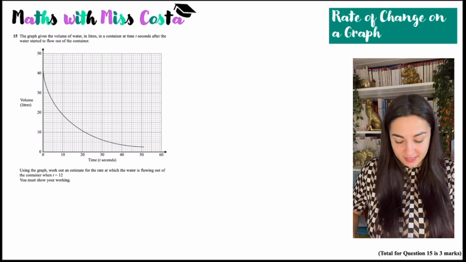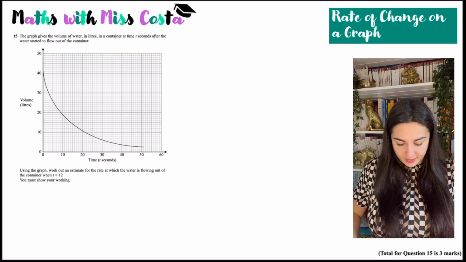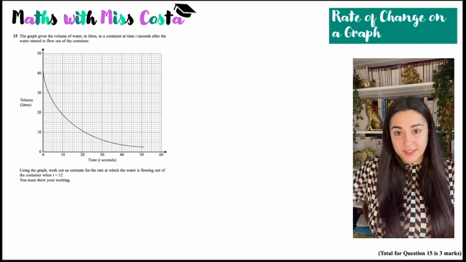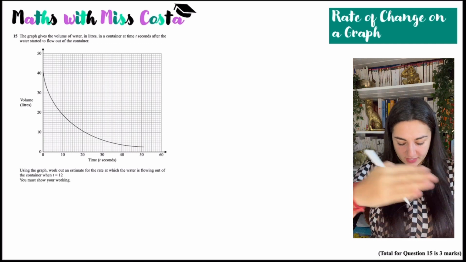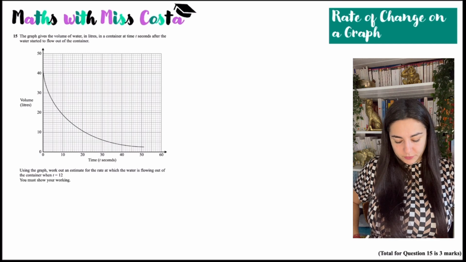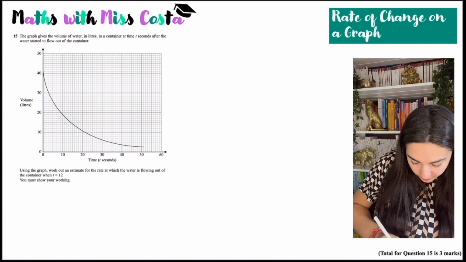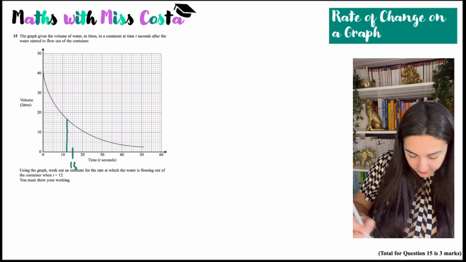Okay, so here I've been given a graph showing the volume of water from the moment it started to flow out of a container. Obviously, when water starts to flow out, it's going to go quickly, and then it's going to slow down a bit. So using the graph, work out an estimate for the rate at which the water is flowing out of the container when t is 12. So when the time is 12. So over here, that's going to be 15. So 12 is going to be over here.